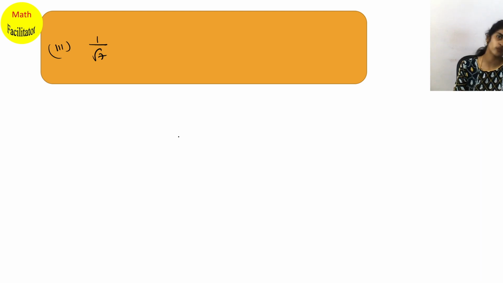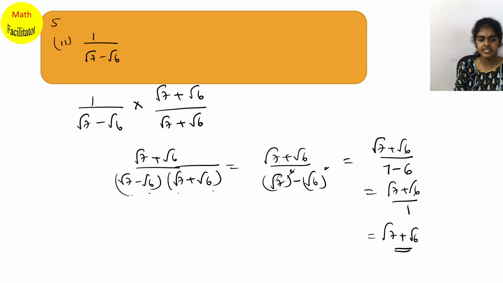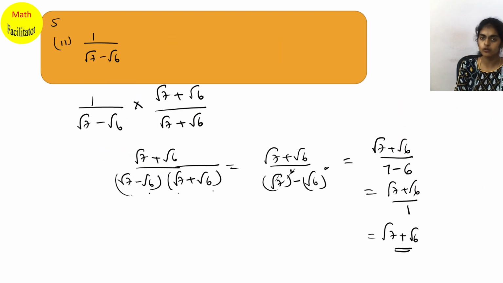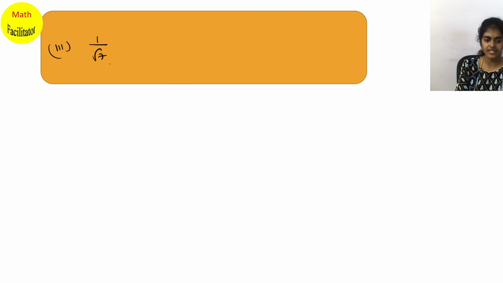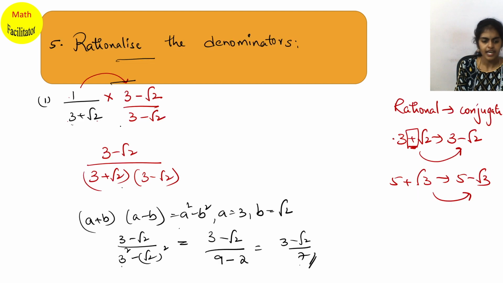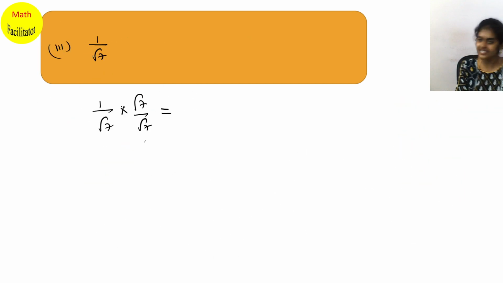Next question, 1 by root 7. So here the difference between these questions is, in the denominator you have something plus or minus something, like root 3 plus root 2, root 7 minus root 6. But here you have a single term. So whenever you have a single term, you will multiply and divide by the same term. I have root 7 in the denominator, so multiply and divide by the same term. If you have two terms, I told you if you have a minus, you will write plus, and if you have a plus, you will write minus. But for a single term, you multiply and divide by the same term.